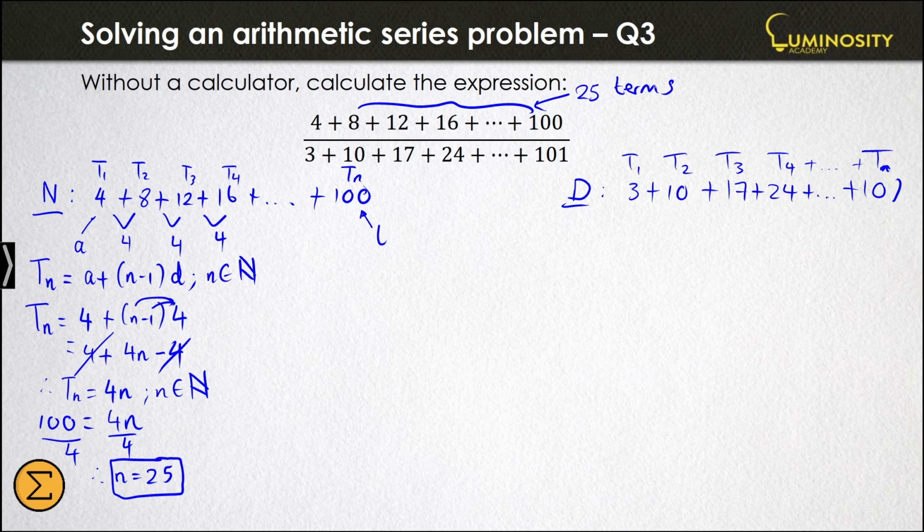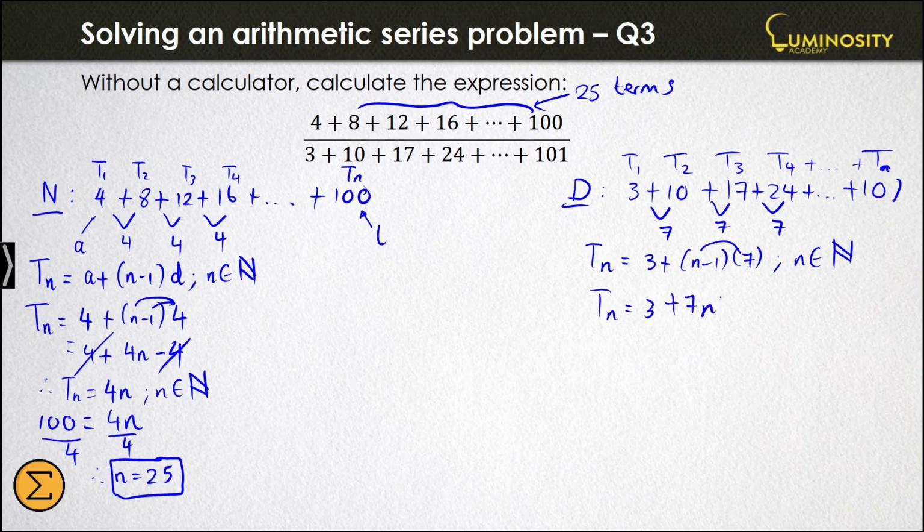What about the denominator? The common difference here looks like positive 7, because I'm adding 7 each time to get to the next term. So Tn equals a, which is 3, plus n minus 1 times 7, where n is a natural number. I'm going to clean that up a bit. So it's going to be 3 plus n times 7 is 7n. Negative 1 times 7 is negative 7. So therefore I get Tn equals 7n minus 4.